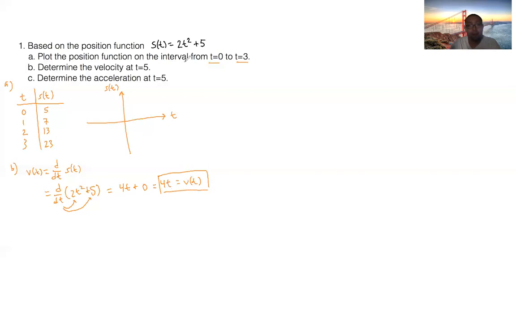We're not done yet though, right? Because we need to evaluate at t is equal to 5. So we're going to evaluate the velocity function at t is equal to 5. So wherever you see t, replace it with a 5. So 4 times 5 ends up being 20. And when it comes to velocity, meters per second is going to be the unit.